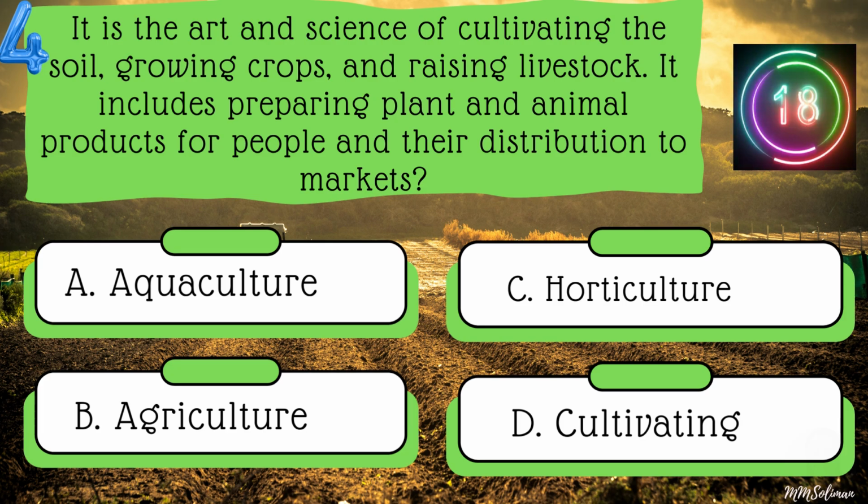It is the art and science of cultivating the soil, growing crops, and raising livestock. It includes preparing plants and animal products for people and their distribution to markets. A. Aquaculture. B. Agriculture. C. Horticulture. D. Cultivating.